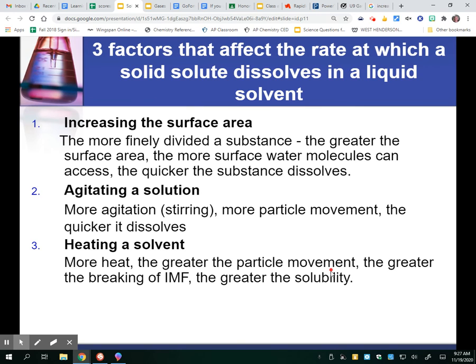You also have more energy so that you can break some intermolecular forces between the solvent particles, and you're also going to have greater solubility, which we'll look at a little bit later. All right, so knowing these 3 factors can really help you not only with dissolving, but also reaction rates, and we'll talk about those a little bit later.